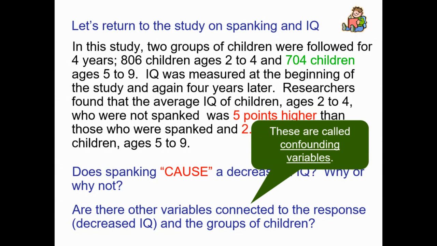So the variables that could impact the other groups are called confounding variables.